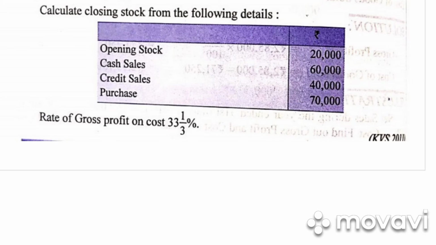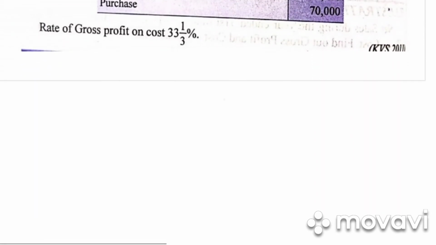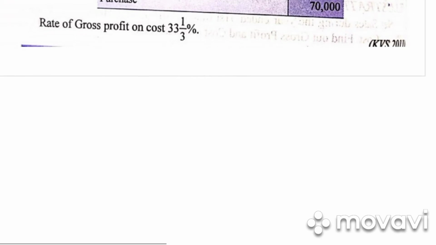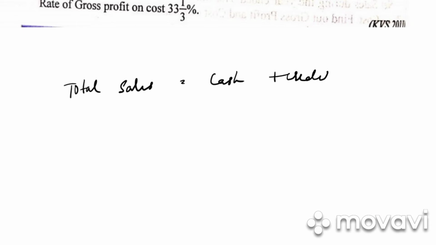Next, take down illustration 10. Calculate closing stock from the following. They have given us opening stock, cash sales, credit sales and purchases. So we can find total sales. Total sales is equal to cash sales plus credit sales. How much is the cash sales? 60,000 plus 40,000. So total sales is 1 lakh.